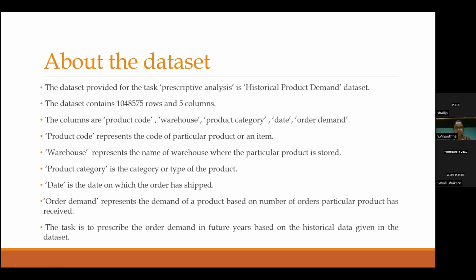Category represents the type of product, and date represents the date on which the order has been shipped or received. Order demand represents the demand of the product in terms of how many orders a particular product has received. Now my task is to prescribe the order demand. I mean, I have to forecast the demand in future years based on the historical data given in the dataset historical product demand.